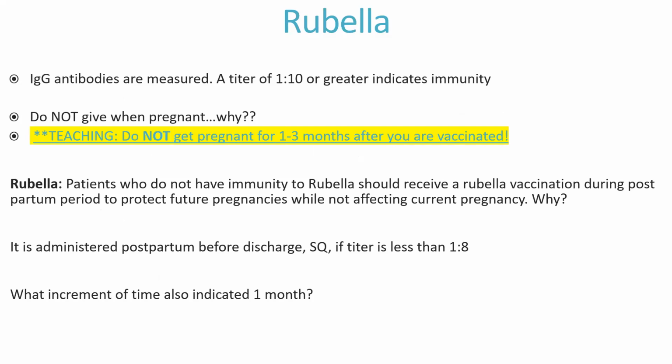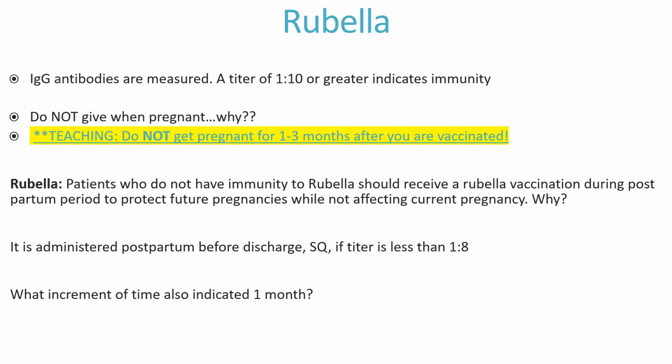Alrighty, rubella. We have our IgG antibodies measured. This titer of 1 to 10 or greater is going to indicate immunity. We have some teaching with this. Why would we not want to give this while pregnant? Just you can't. It's a live vaccine, so you can't really do that.